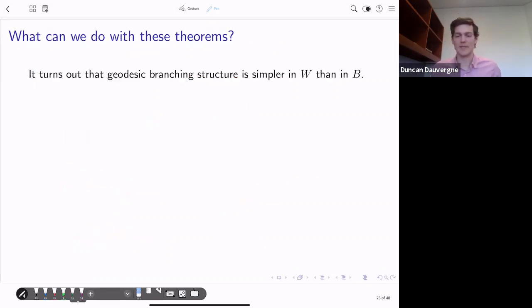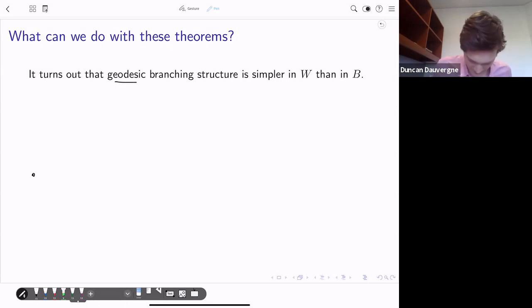So you can ask, well, what can you do with this isometry? And when you first think about it, it might not seem like it's the most useful thing, right? Because originally we're doing last passage across Brownian motions, which are independent. And then we're translating this to last passage across a bunch of correlated functions. And so it should be, in some sense, more complicated to analyze last passage across these correlated functions. But it turns out there's some structure that's saving you here. And what happens is that the geodesic branching structure is much simpler in W than in B. So let me say how this works.